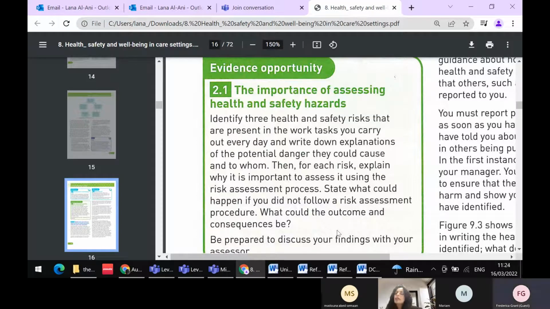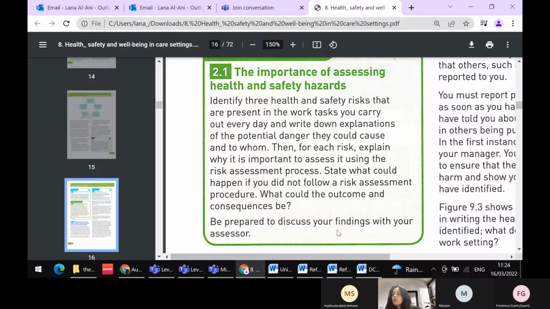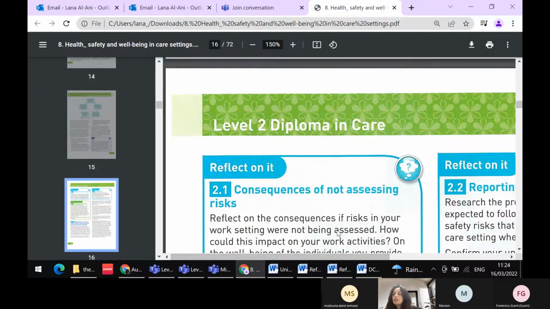And then you need to talk about what's happening if these risk assessments are not being followed. So how do we answer the question?